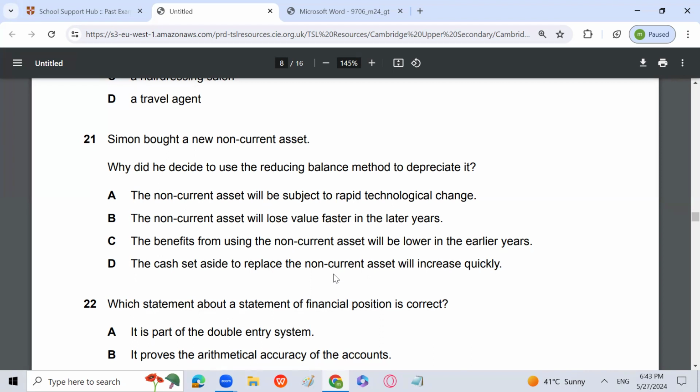How come, sir? I have purchased machinery. For the first few years, the machinery will not depreciate much because there will be no repair. So it will depreciate more in the early years, but in later years, because of repair and maintenance, the depreciation will be on the lower side. So in later years it will depreciate less, right? And the repair cost will increase. So the non-current asset will be subject to rapid technological change. A is the answer.